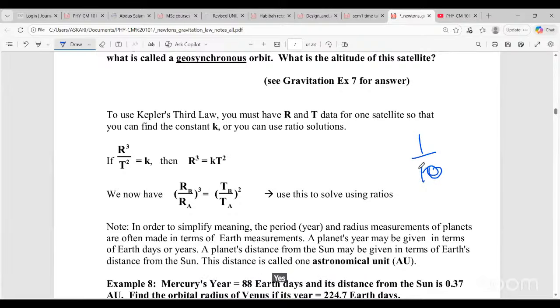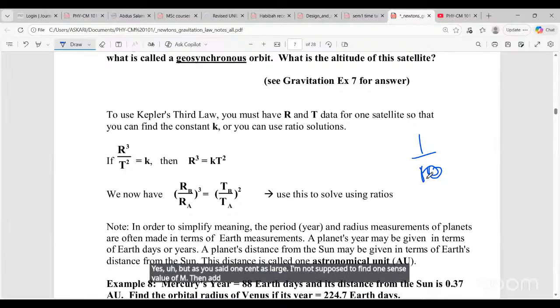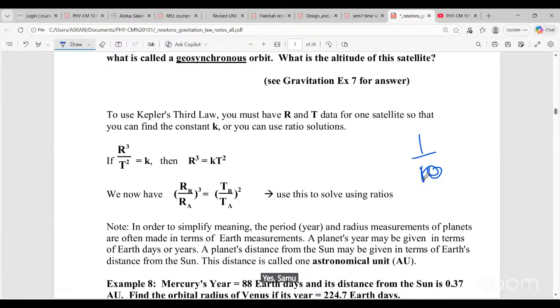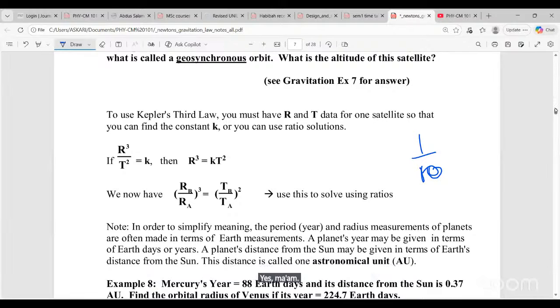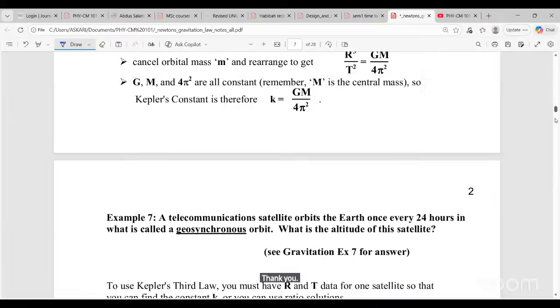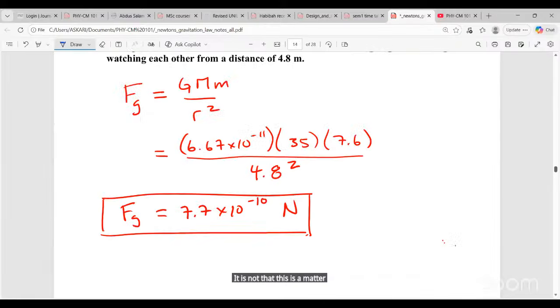Yes, sir, but sir, you said 1/10 as large. I'm not supposed to find the 1/10 value of m, then add it to the original value of m. Yes, that was what was done. But the new one was 1/10 as large as the old. I'm not supposed to add the 1/10 value of m with the old value of m. No. This is a matter of English. Let's go back.